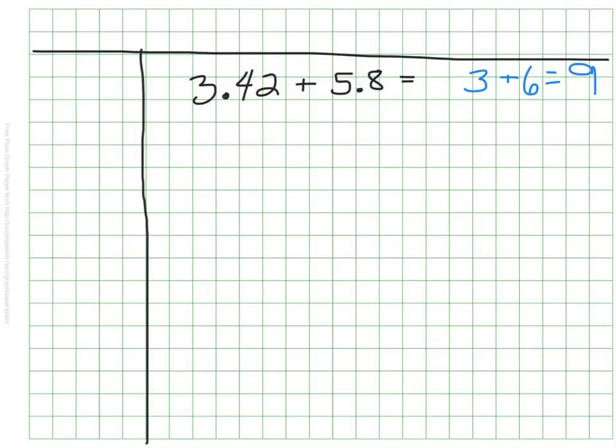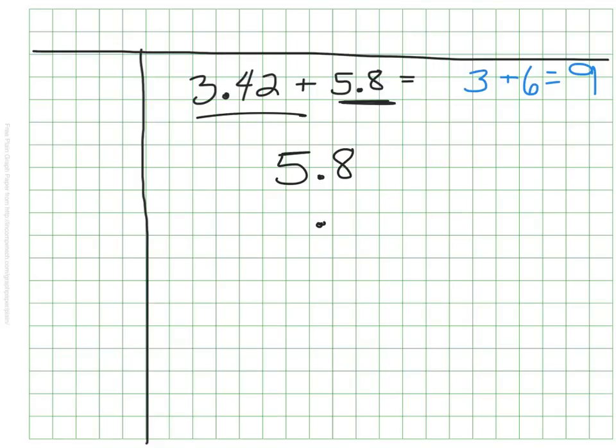I'm going to set this up by lining it up vertically, just like I would do with normal addition. And I actually tend to put the larger value on top. In this case, the 5 and 8 tenths is larger than the 3 and 42 hundredths. It's a good habit to get into because you'll need to do it when you're doing subtraction. So I have my 5 and 8 tenths, and I'm going to make sure my decimals are lined up, right, so that I have my place values lined up.